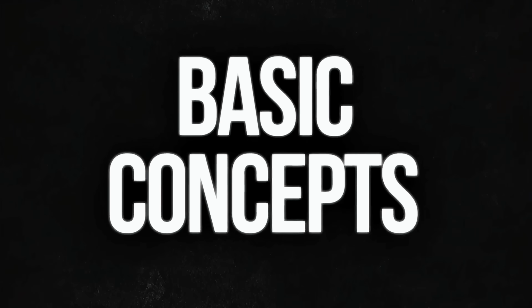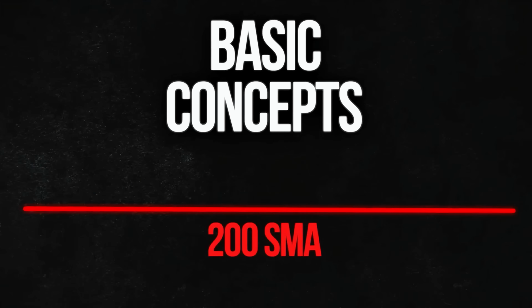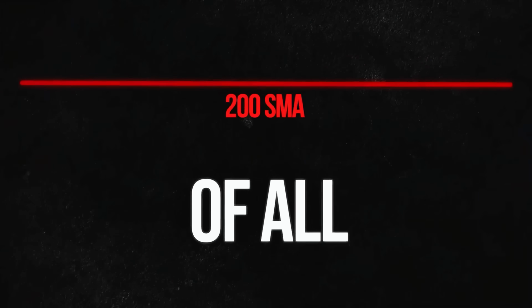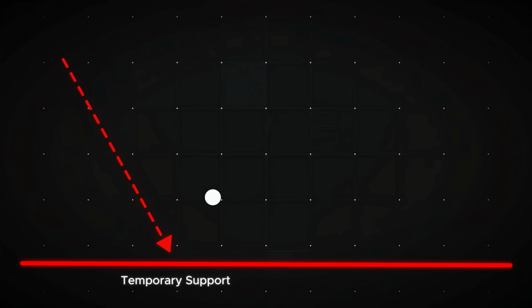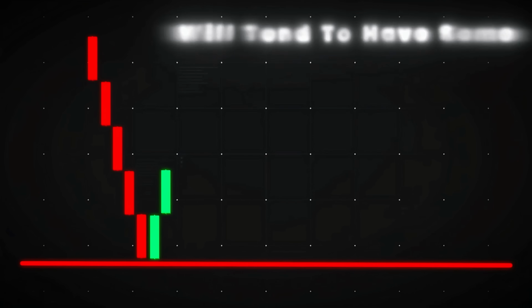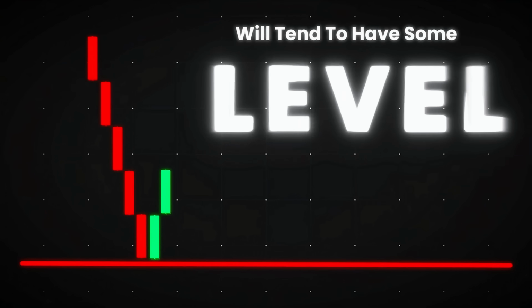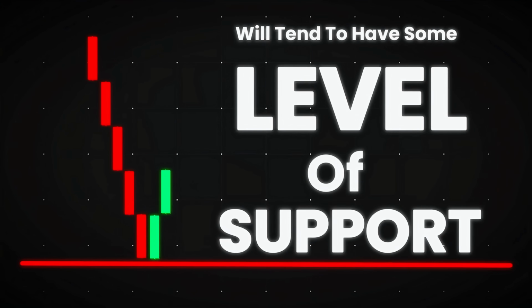Let's cover some basic concepts about the 200. The 200 period moving average is the granddaddy of all moving averages. It is the most powerful moving average of all. As we know, if a stock is above the 200 and drops to the 200, there will tend to be at least temporary support. So there will tend to be some halt and rebound of some sort, and that is what you see here. So we start from above the 200. We come down to the 200, and there is some reaction off of the 200. The 200 will tend to have some level of support if you're coming from above it.